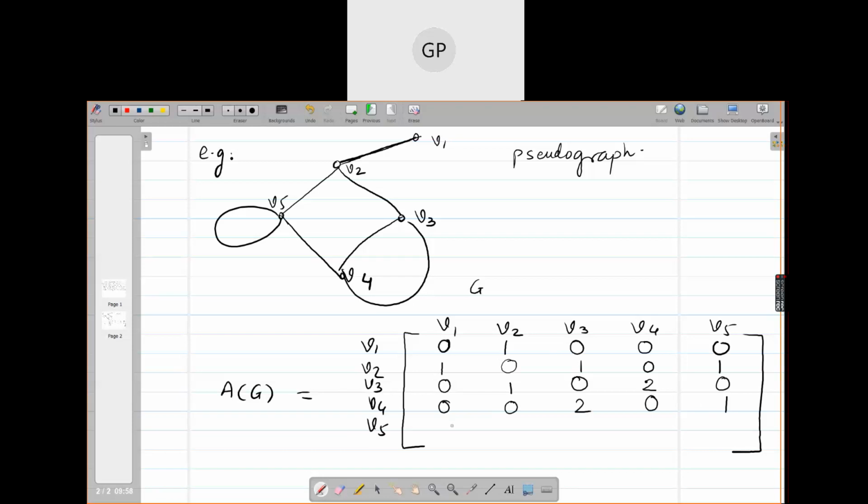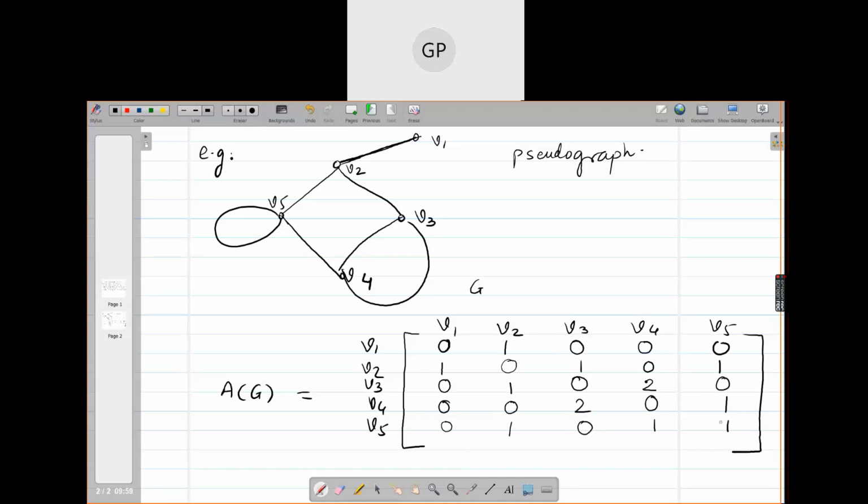Now, what about V5? Can you tell me the last row? 0, 0, 1, 1. Sorry, V5, V2 are not adjacent. So 0, 0, 1, 1. There is a loop at V5, therefore the entry is 1.